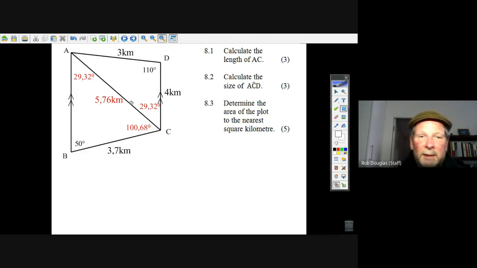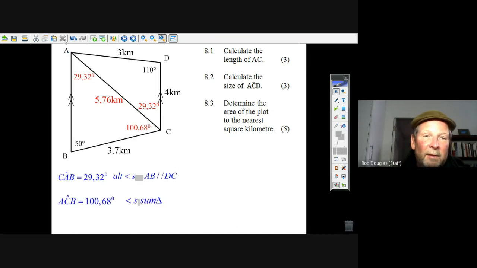Okay, so here's the deal. The first step is to figure out these angles right here. You know that this is 29.32 degrees. We figured it out using the cos rule. Well, angle BAC must equal the same because of alternate angles. There's the Z. Those angles are equal to each other. Now, angles in a triangle: if we add those two together and take it away from 180, we get that the angle BCA is 100.68 degrees, angle sum in a triangle.